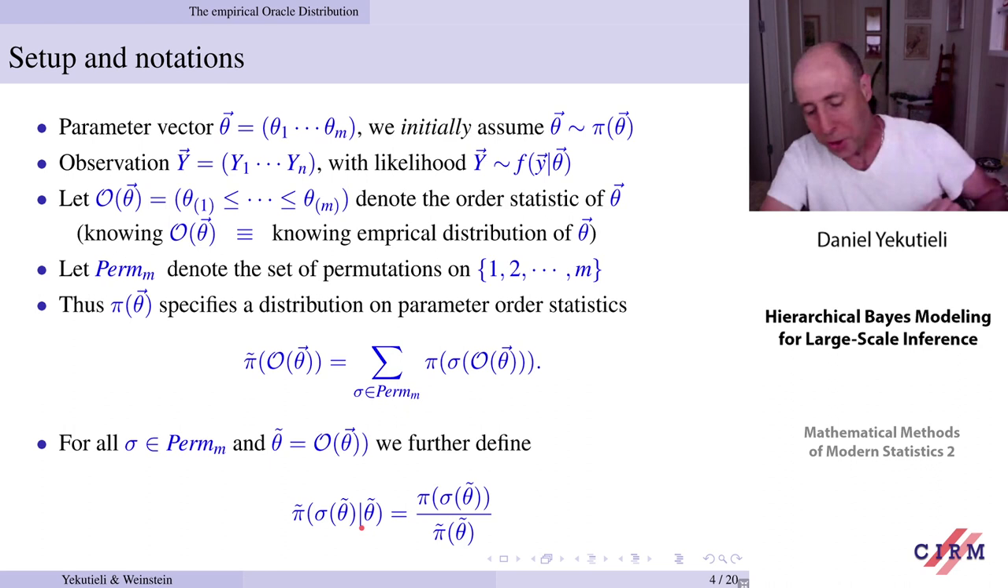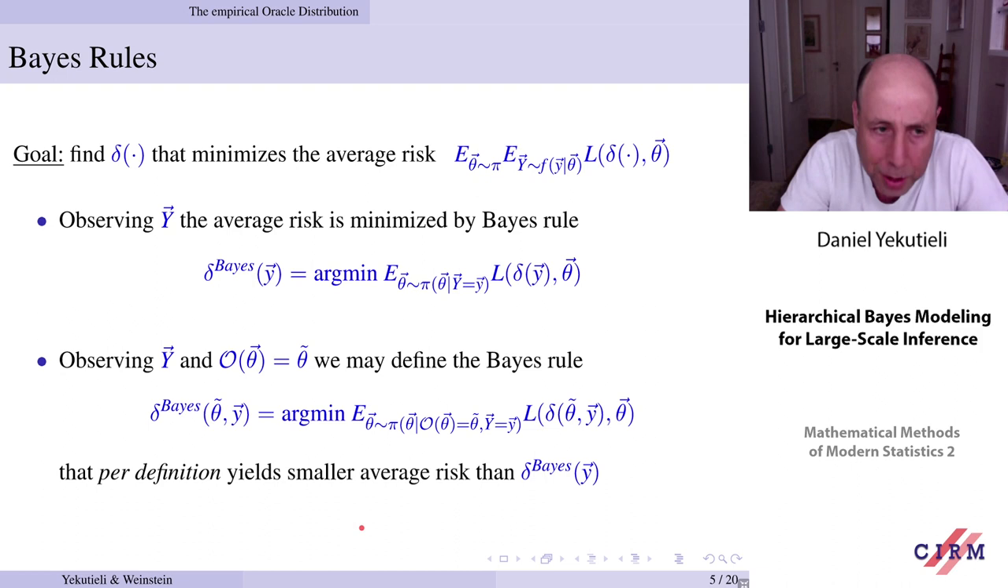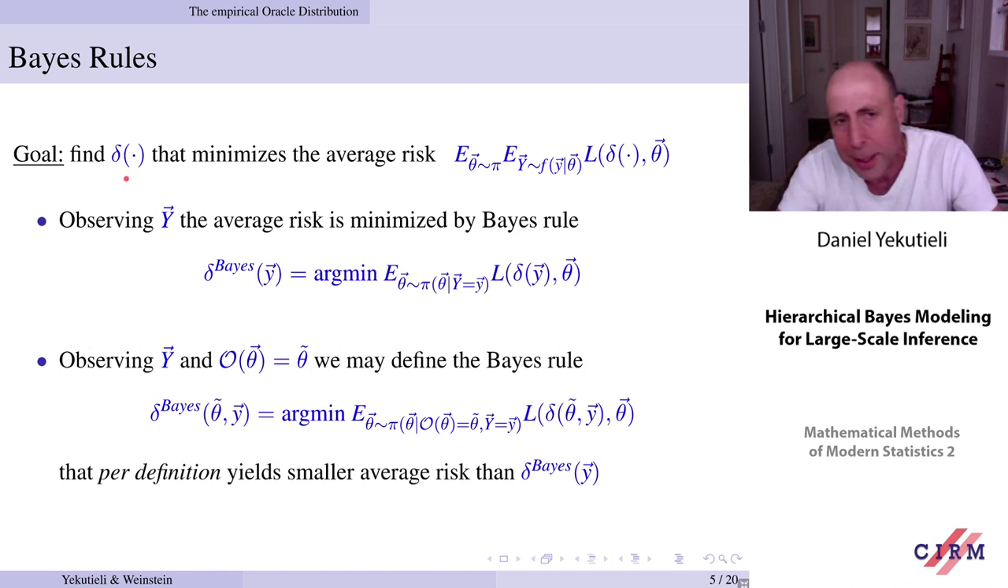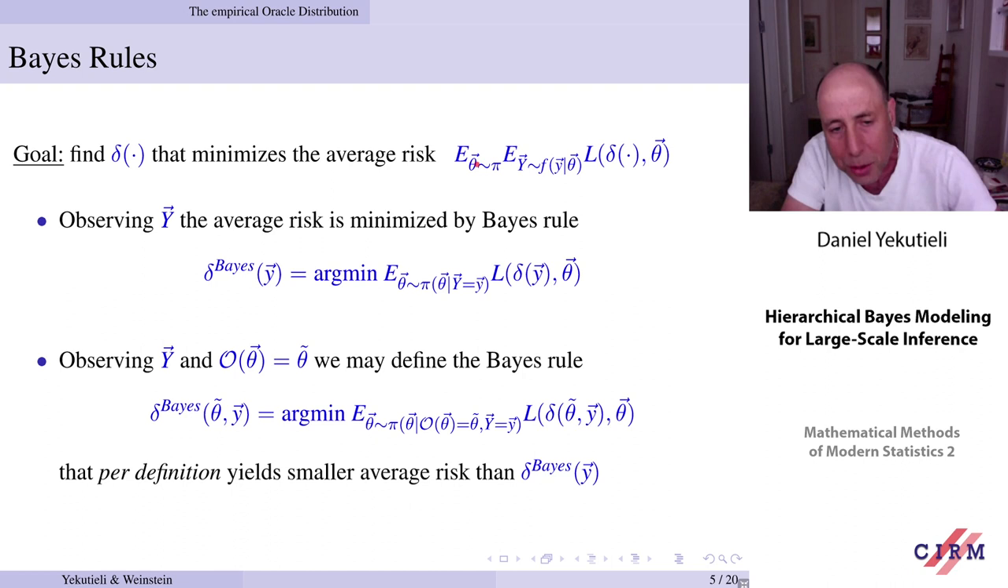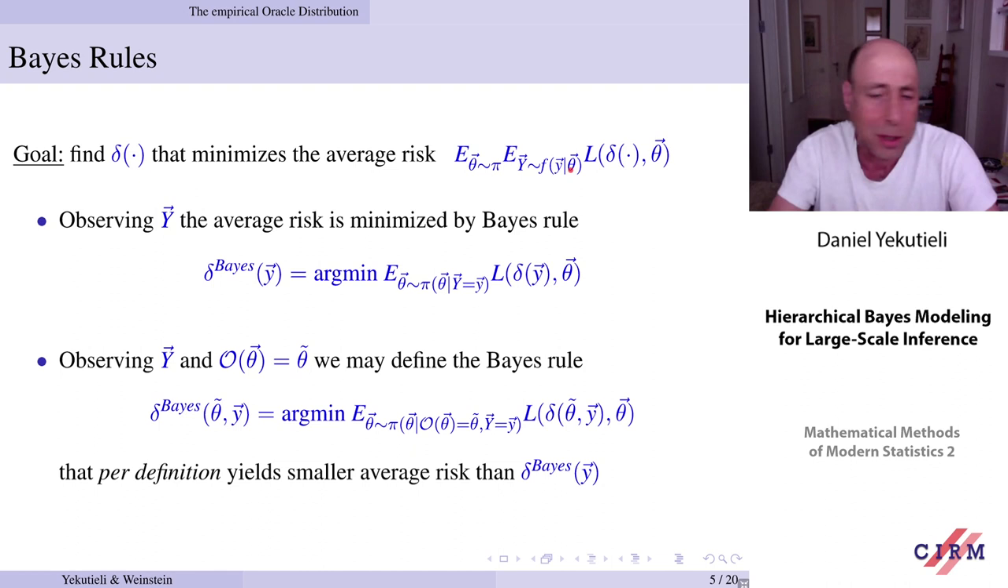Okay, now let's move on to what our Bayes rules are. So our goal is to find this delta, where delta is either an estimator or action or whatever, depending on our loss, that minimizes the average risk. Okay, so the average risk is just the usual definition. We have the loss between theta, the unknown parameter vector, and their estimator, and we take the average risk over all values of parameter values drawn from the prior, and then given the parameter values, all the data realizations. Okay, so this is the regular formulation for the average risk.